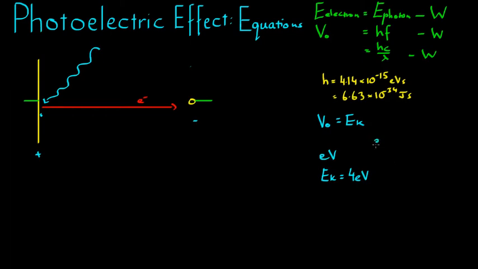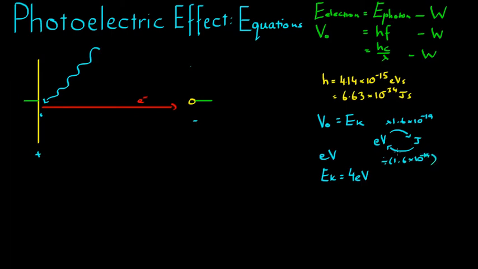If you want to go from electron volts to joules, you have to multiply by 1.6 times 10 to the negative 19. And if you want to go from joules to electron volts, you have to do the opposite. You have to divide by 1.6 times 10 to the negative 19.